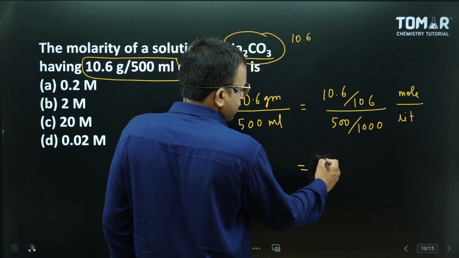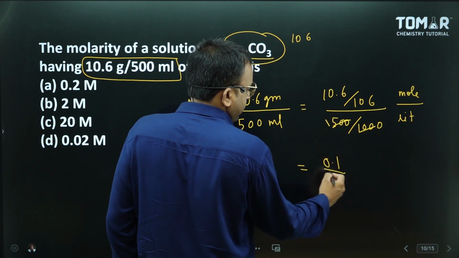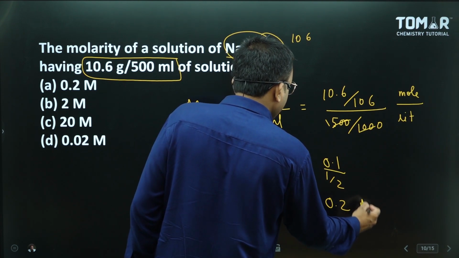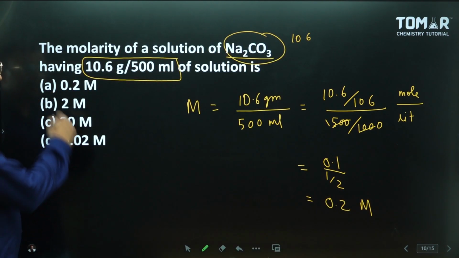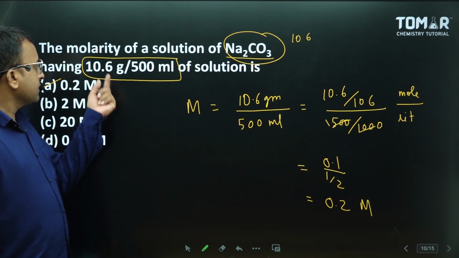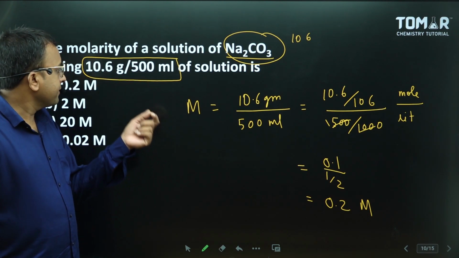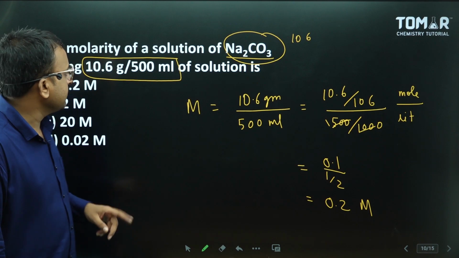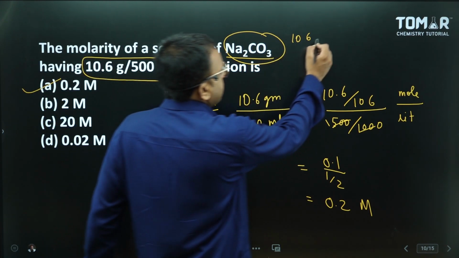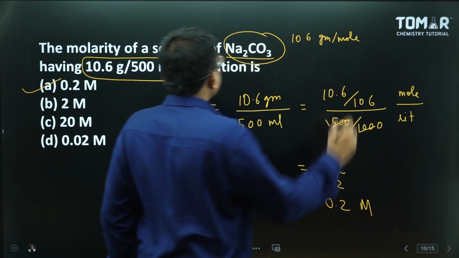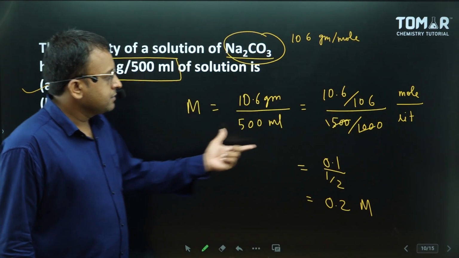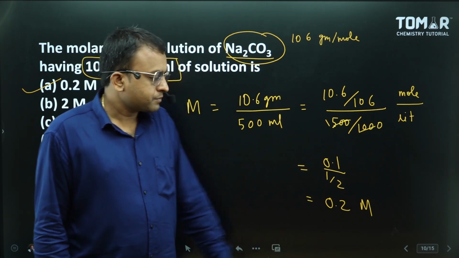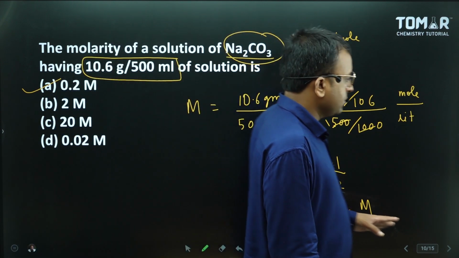10.6 upon 106, that is equal to 0.1. 500 by 1000, 1 by 2. And this will become 0.2 molar or mole per liter. Just convert gram per ml to mole per liter. Divide 10.6 by molecular weight of Na2CO3. 10.6 gram, and molecular weight is gram per mole. So 10.6 divided by 106, the mole is 0.1. And volume in liter is 1 by 2. So final answer will be 0.2 molar.